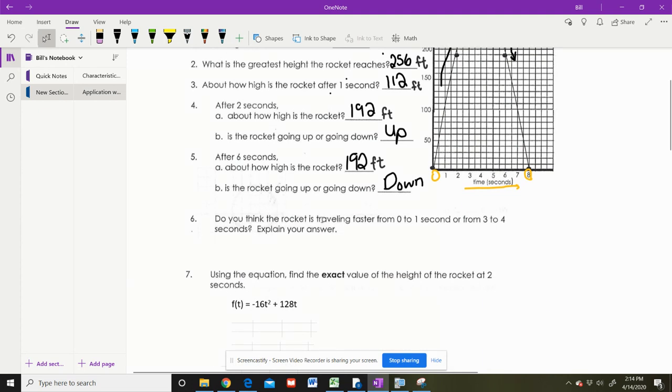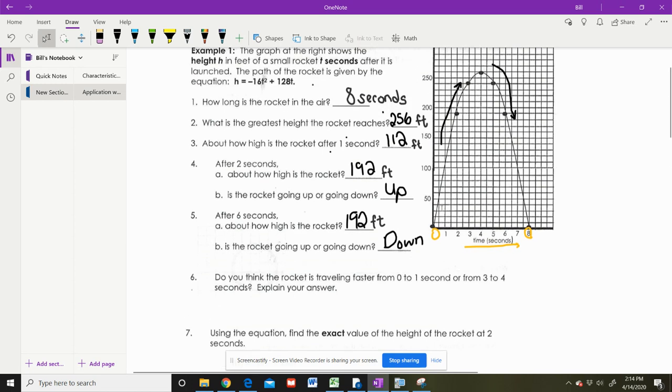It's saying, do you think the rocket is traveling faster from 0 to 1 second, or from 3 to 4 seconds? And explain your answer. So from 0 to 1, this is this range right here, versus 3 to 4, right? So if we had to take a look at that, it looks definitely steeper from 0 to 1 than it does from 3 to 4.